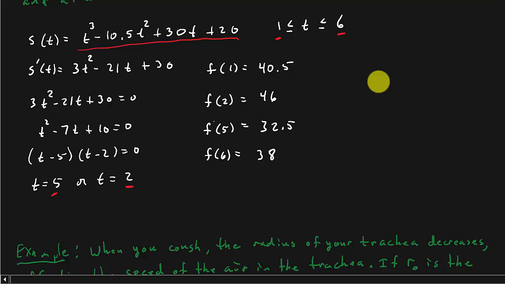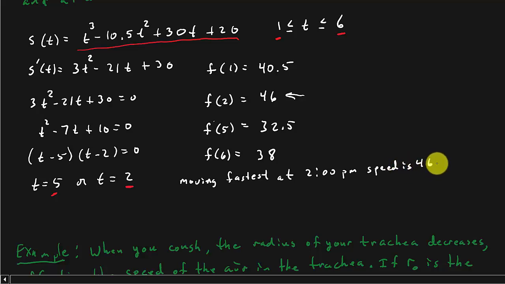All right, so we can see moving fastest at when? Well, that's right here. See, that's the largest value, 46. So moving fastest at 2 p.m., okay, and its speed is 46 miles per hour.